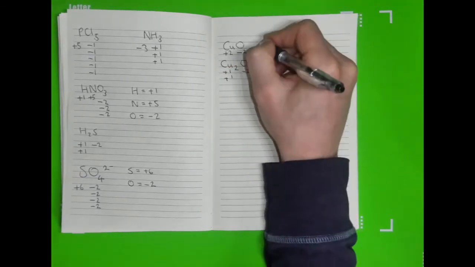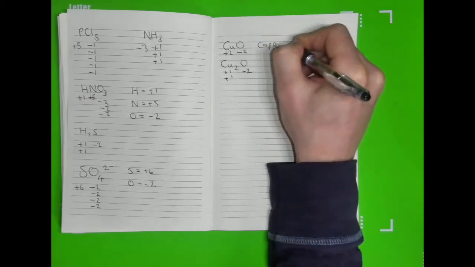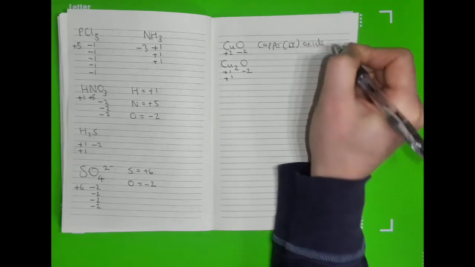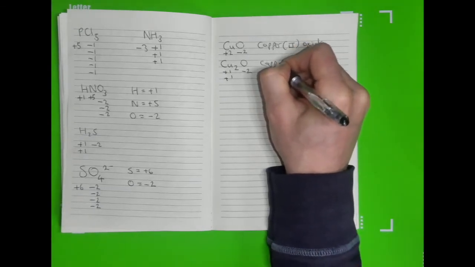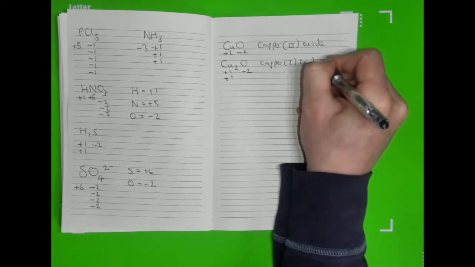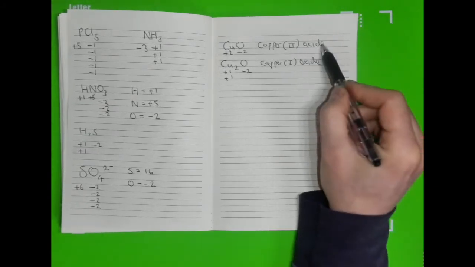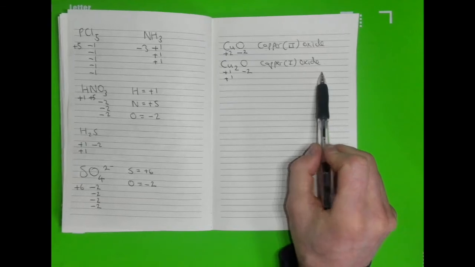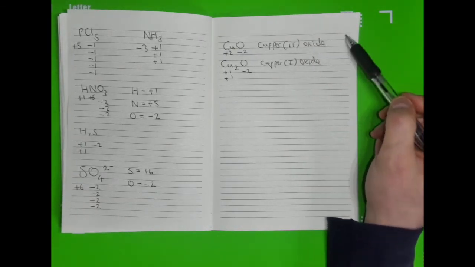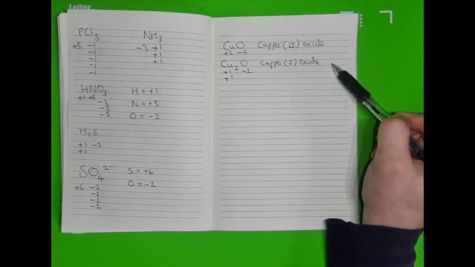Therefore, we'll call this one copper(II) oxide, and this one here is copper(I) oxide. Copper(II) oxide, copper(I) oxide. They have completely different properties. In fact, they're different colours. That's black, and that's an orangey red.